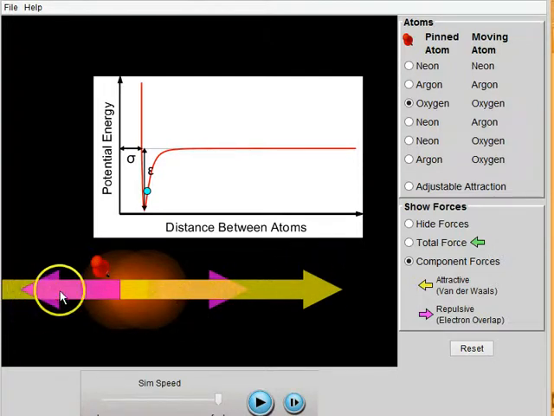Just look at one pair of forces. Yeah, this pink force and this yellow force. The one behind refers to the other atom. Okay. Does that make sense?